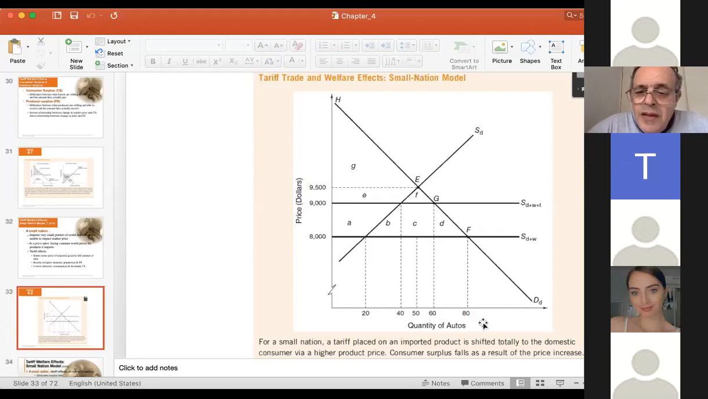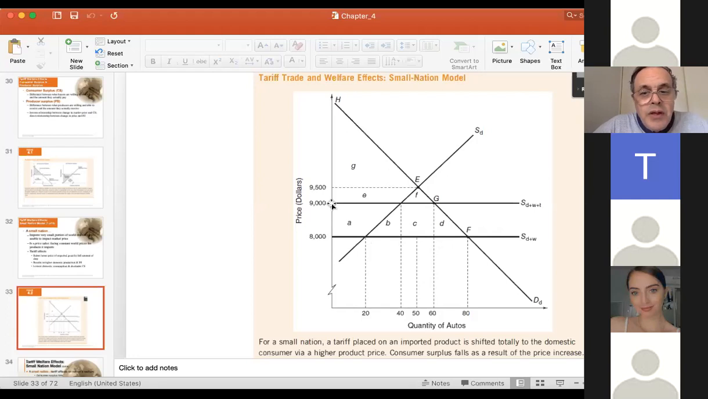Now, let's say that the automobile industry was successful in lobbying the government to place a tariff on imported autos, and the government agrees to impose a $1,000 tariff per auto imported. Knowing that information, what would be the new world price after the tariff? Anyone? 9,000. Very good. Which is $8,000, the world price without tariff, plus the $1,000 tariff.